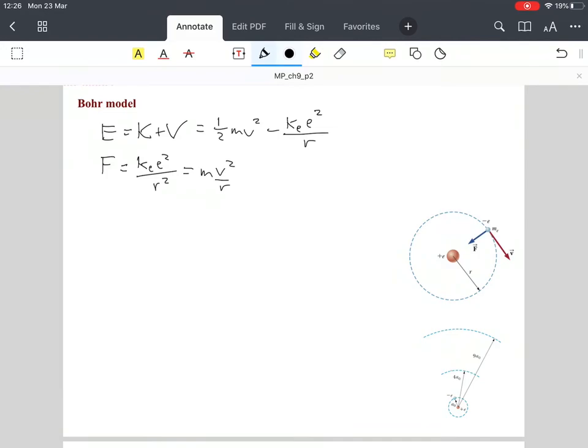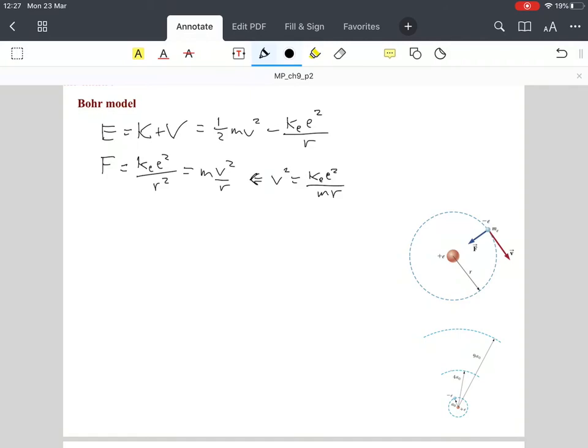Okay, so with those, we can solve for the velocity in this force equation, which is pretty straightforward. Actually, it's more useful just to keep it as v squared. So this gives you v squared is equal to Ke e squared over mr.